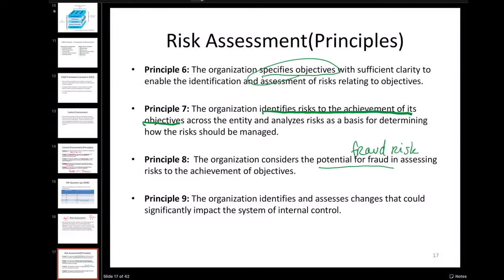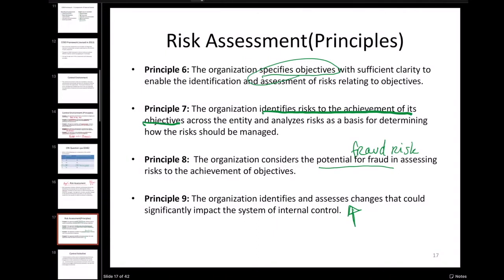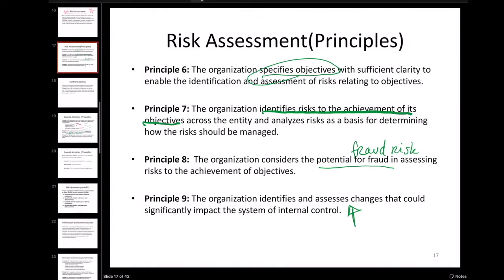And Principle 9 is about thinking through changes that have happened during the year, significant changes that would impact the internal control system significantly. So it could be, we implemented a new system during the year. It could be, we acquired another company during the year and they're on a separate GL system, so we need to worry about that.